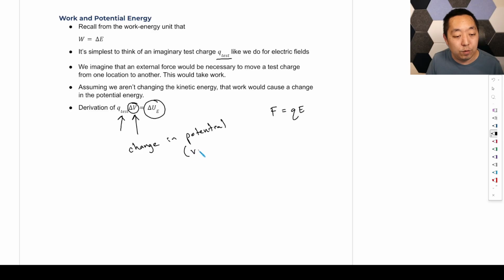Potential is measured in volts. That's the SI unit for it. You can think of it as joules per coulomb, right? Because if you do this delta V, you move it over here, you get change in potential energy divided by q. The q is measured in coulombs, and this is measured in joules. Joules per coulomb is a volt, which we denote with V.